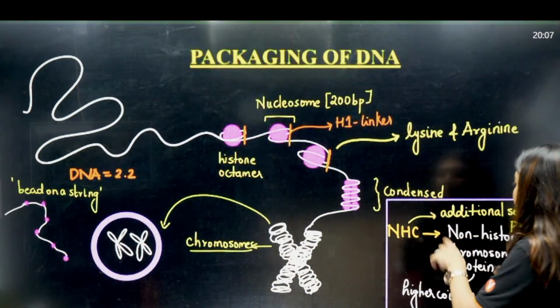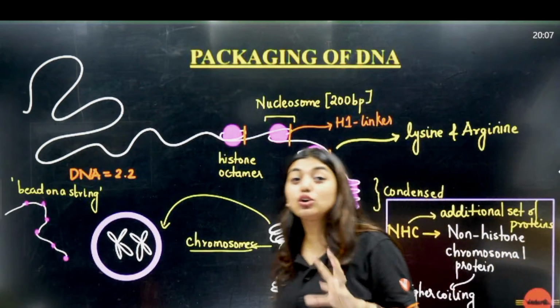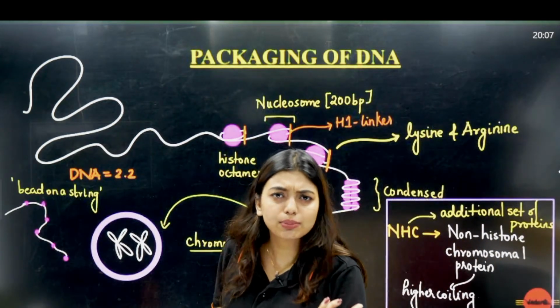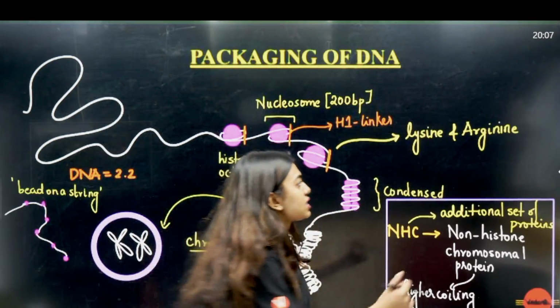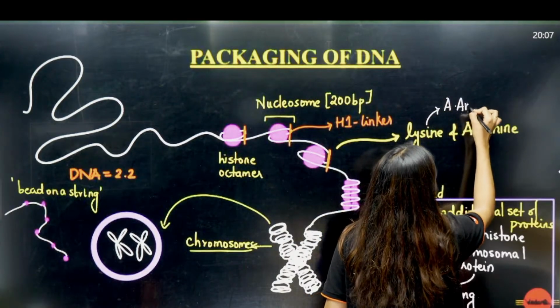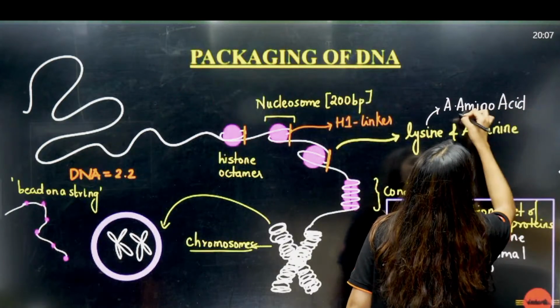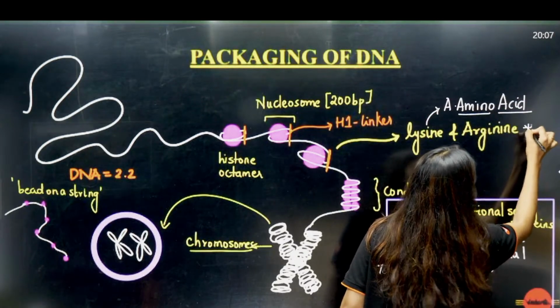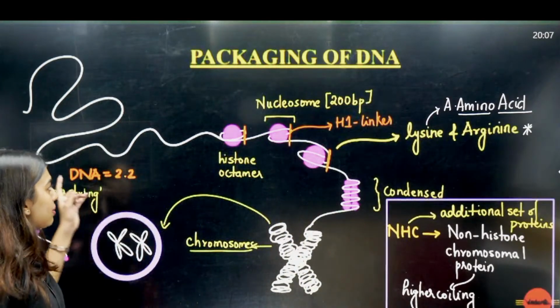Clear? Now remember that lysine and arginine are the most common amino acids seen in histones. Histone is a protein, and protein is made up of amino acids. So the most common amino acids are lysine and arginine. This question can come as an MCQ, so remember this very, very importantly. Okay, the diagram is clear.